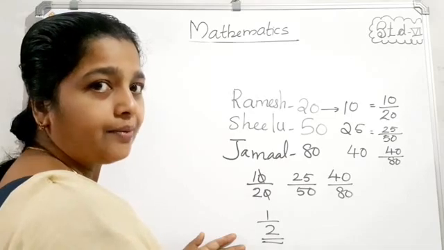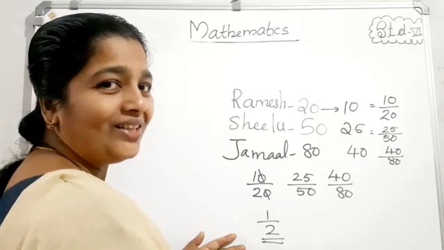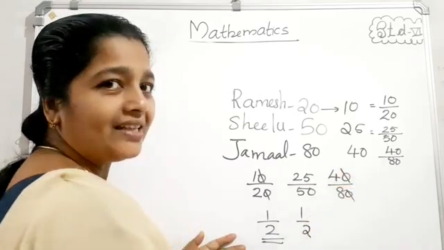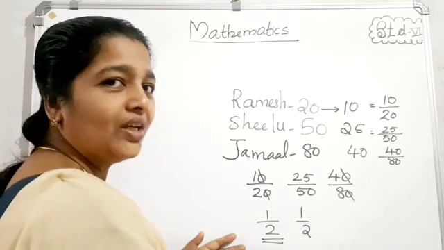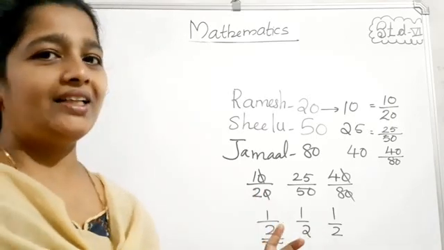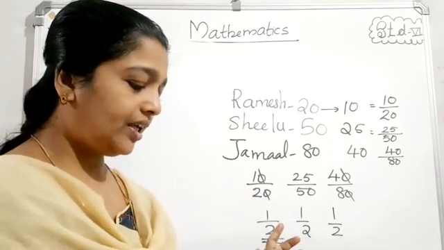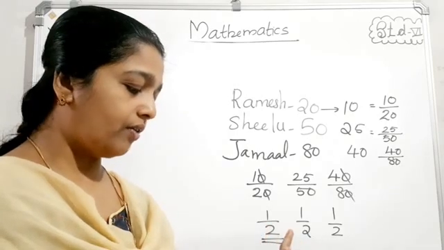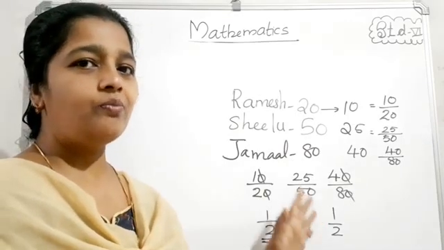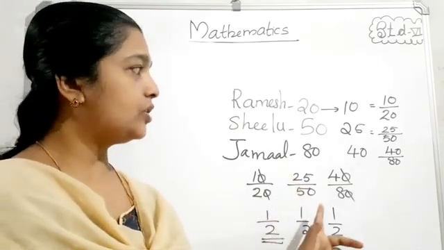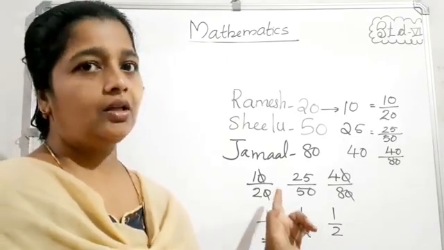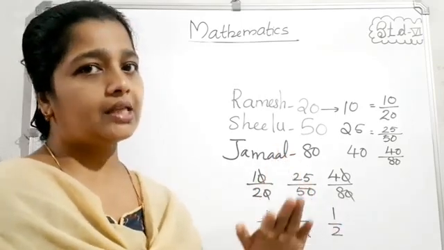25 by 50, say the simplest form. In 50, how many 25s are there? 2. That is 1 by 2. And 40 by 80. In 8, how many 4s are there? 2. There also 1 by 2. Listen here, all are equal, isn't it? So, check if each used up an equal fraction of his or her pencils. So, these three persons used up the same, isn't it? So, they got 1 by 2, 1 by 2 and 1 by 2. Understand? So, you must write this question in the notebook. Other questions I will give.